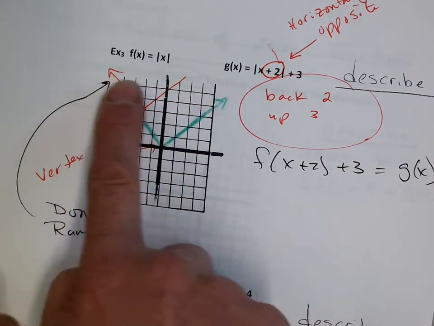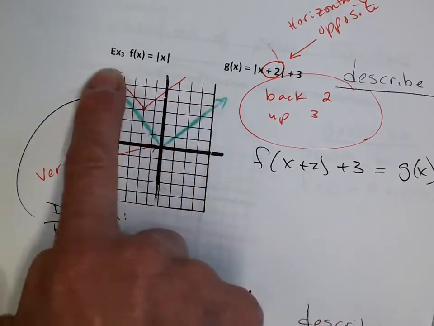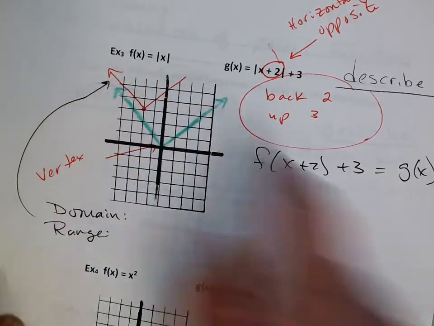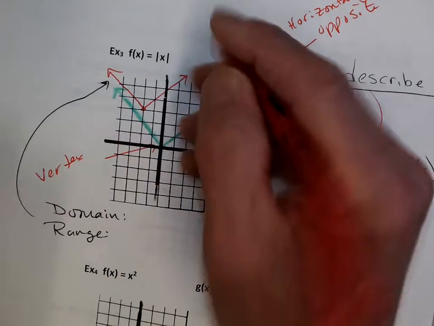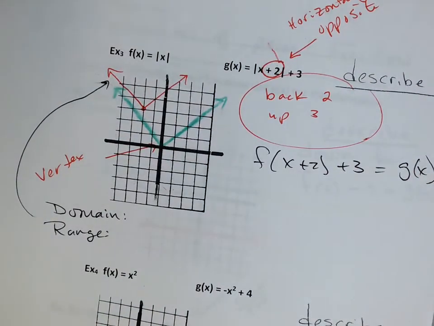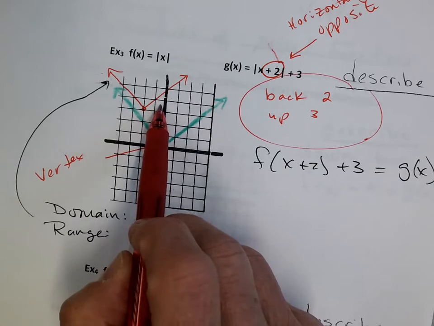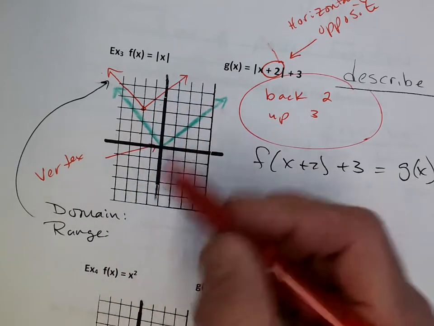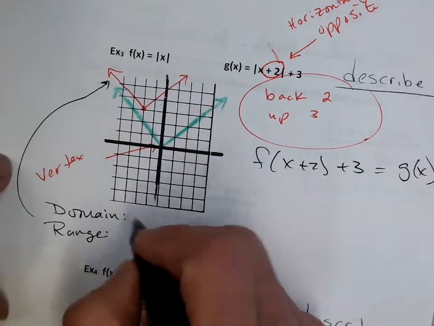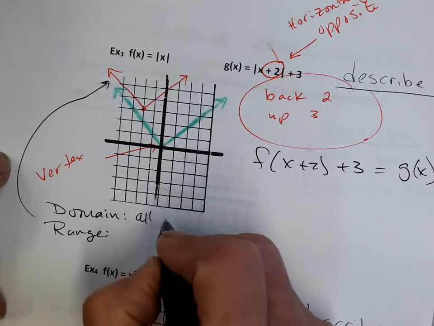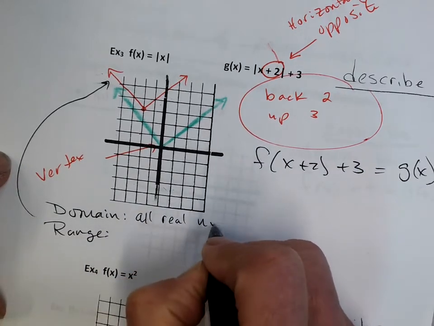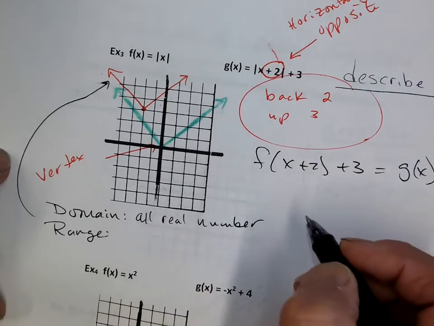Domain is x values. How wide is the red graph? How wide is it? I mean, come on, you guys, somebody show me, how wide is this graph right here? It's forever wide, isn't it? Forever wide, right? So the domain is going to be all real numbers, because every single number is part of the domain.